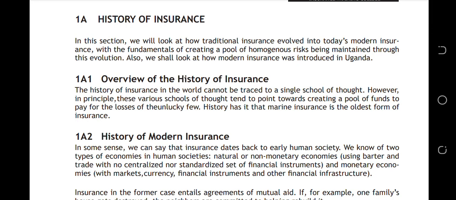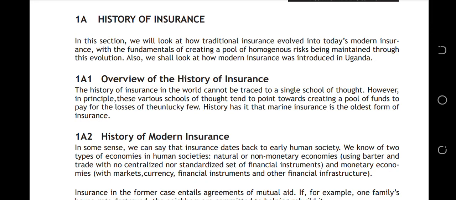When did these things come up? Modern insurance mainly developed during the Industrial Revolution period. During the Industrial Revolution, insurance became sophisticated in the Enlightenment era in Europe, for example in London in the 17th century. Yeah, so that is about it.